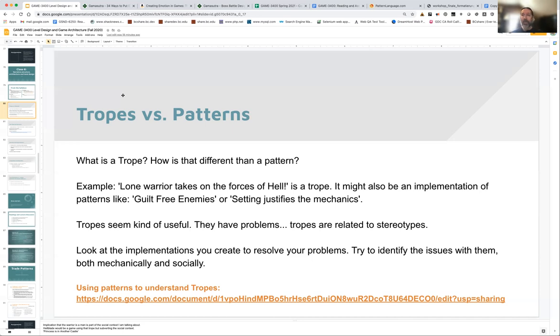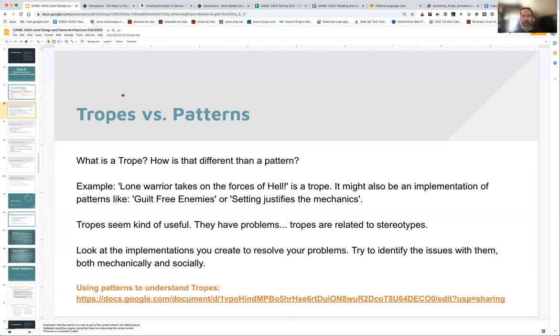Setting justifies the mechanics could be another one, right? If my setting is hell, then only having the ability to kill the bad guys really makes a lot of sense. Nobody questions why the Doom guy can't engage in political negotiation and romance. Well, he's in hell fighting demons. That's what he's up to. This setting satisfies this set of mechanics that we have. So those would be examples of patterns, and those patterns might be combined or implemented using the trope.